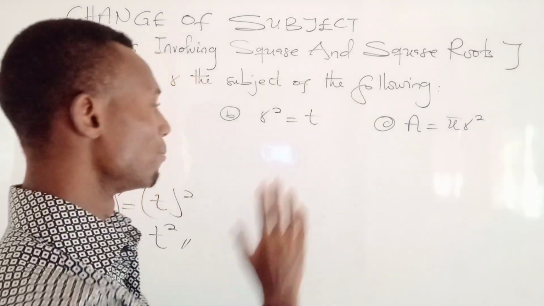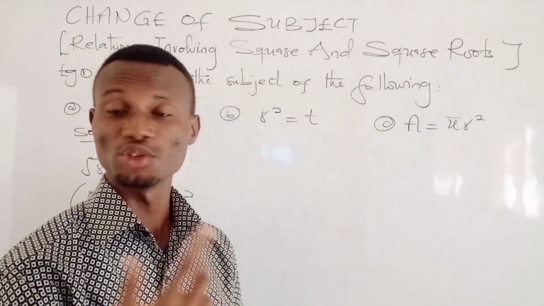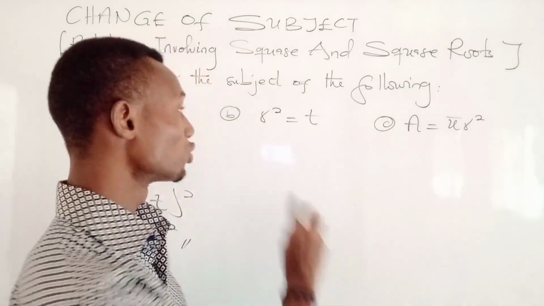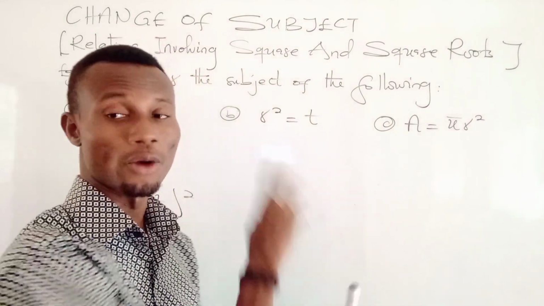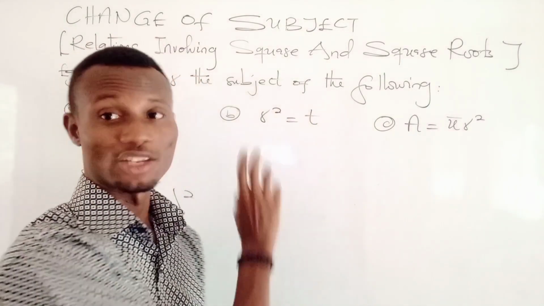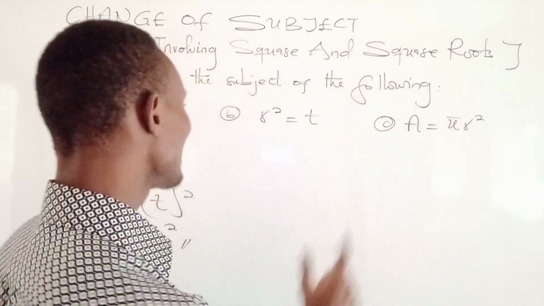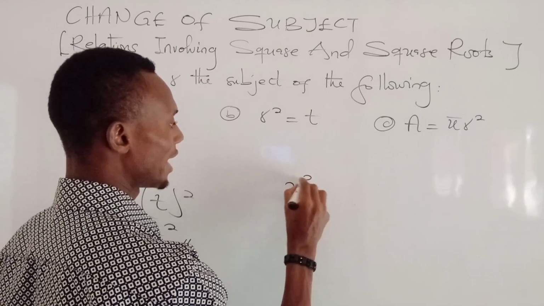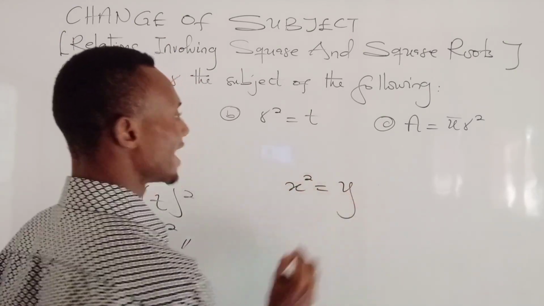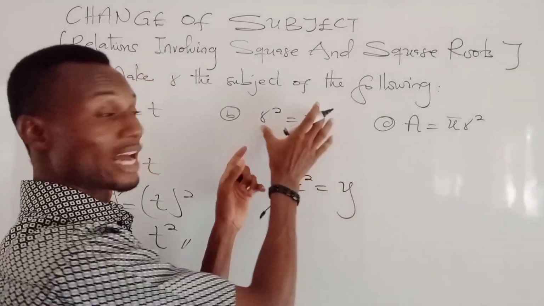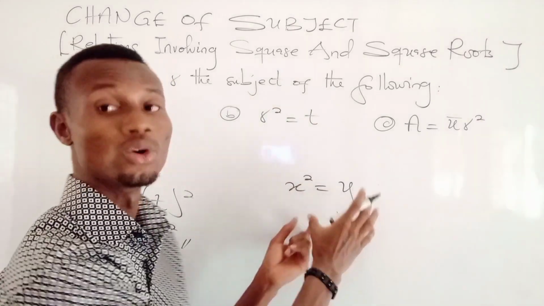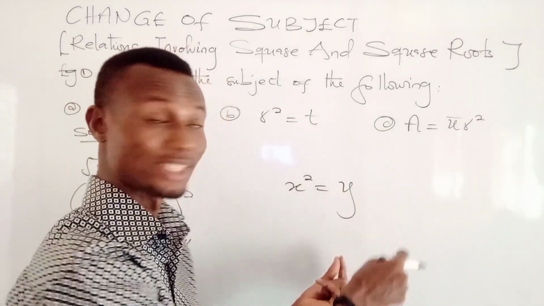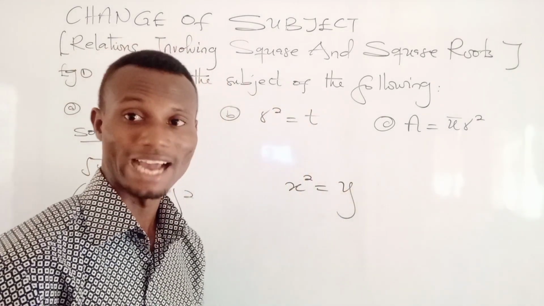Before we do this B, I'm going to use some examples to explain it to you, before we handle this one that we have on the board. Let's say I have something like this: S squared equals Y. Have you seen this is similar to this one? I want to use this one to explain it to you. Then we can proceed and solve the B that I have on the board.